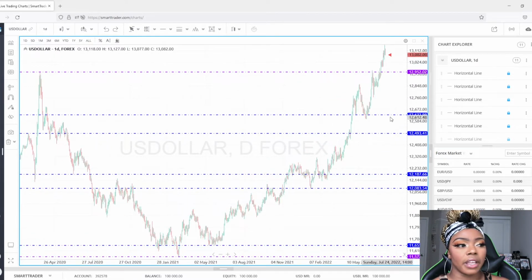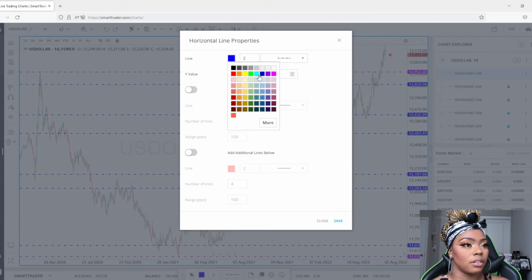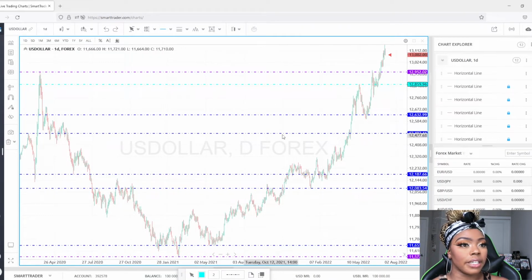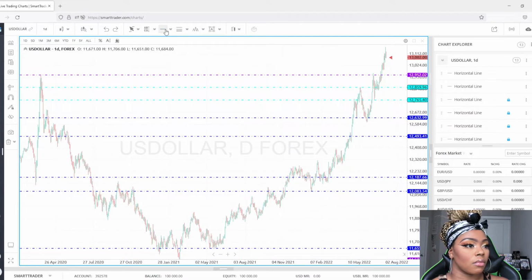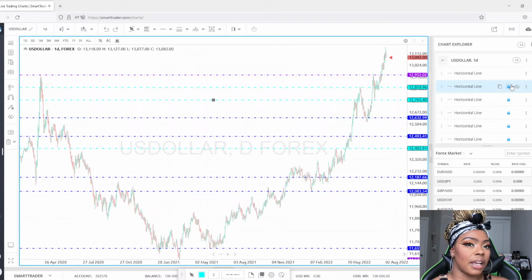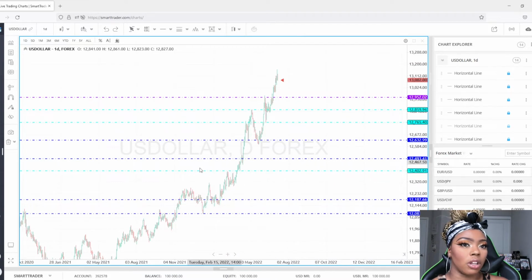Mark every single one of them. If you can look with your eye and see that that's a level, you might not necessarily have to mark it. So teal is for my daily. And even that, this is okay because none of this really matters down here. Not right now, anyway, because we're all the way up here. Whenever it gets lower, then I would go ahead and mark all of these out. But right now it's already a little chaotic, so we don't have to do that.